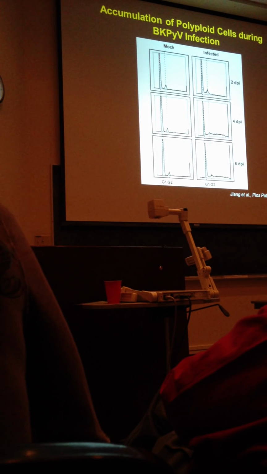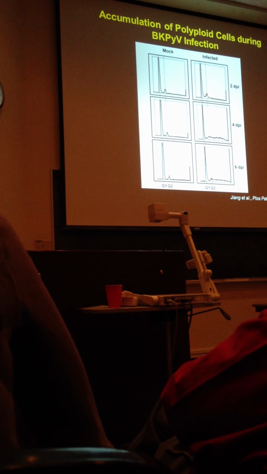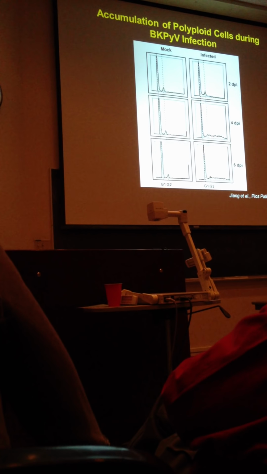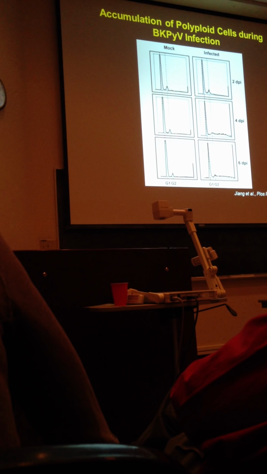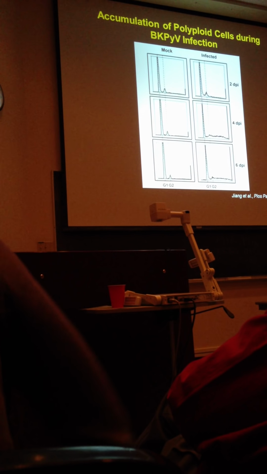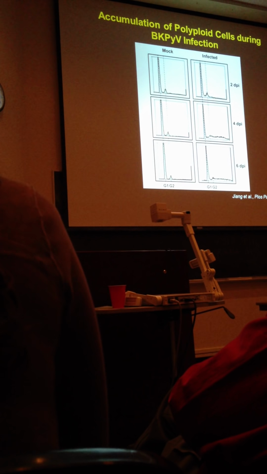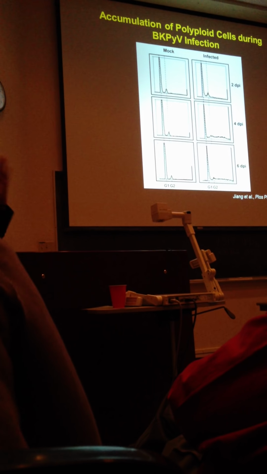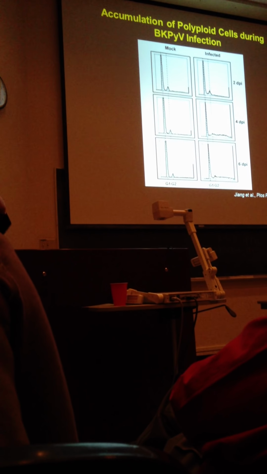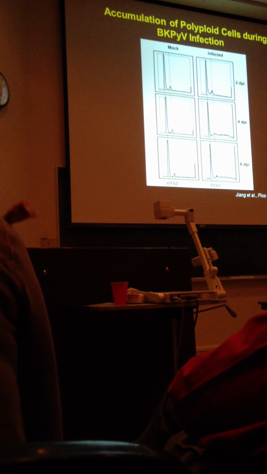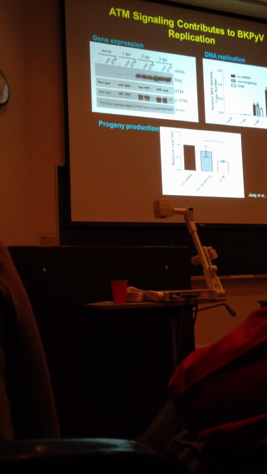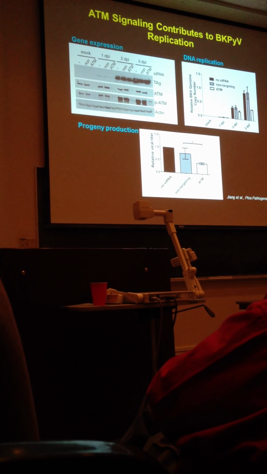With the BKV-infected cells, starting from 2 days post-infection, we can start to detect an increase in the cell population that is larger than the G2 population. It's more obvious by 4 days post-infection. So this is consistent, again, with the previous data that the ATM branch is activated and then leads to polyploidy of the cells infected with BK. So then you may wonder, what is the point of this activation?